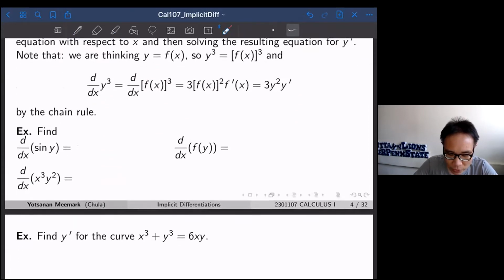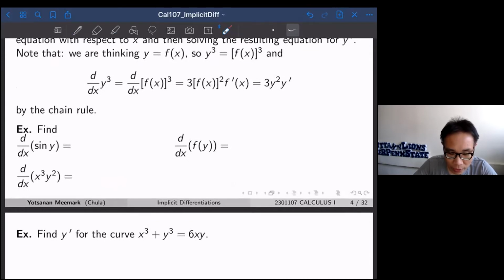For example, if you'd like to find d/dx of sin y, you differentiate sin y and you get cos y, and then you multiply by the derivative of the inside, which is y prime. So this is just the derivative of sin y. And d/dx of f(y) turns out to be f prime of y times the derivative of the inside, y prime.